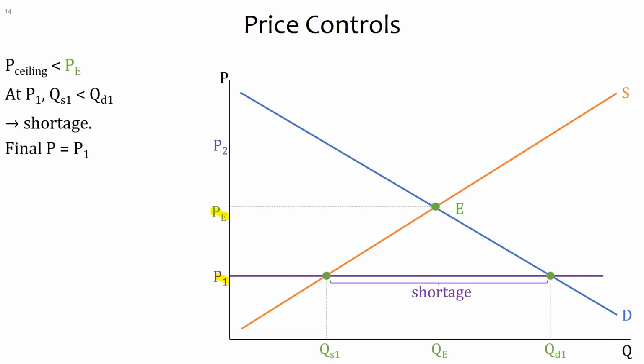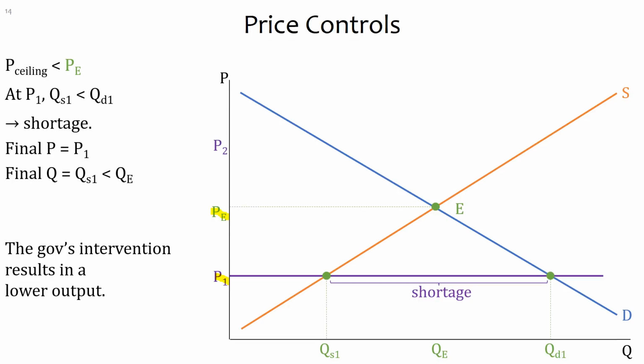All right, so what happens is that at the end of the day the price is lower, it's P1, and the quantity is also lower. The quantity that's produced is QS1 because that's only what the sellers are willing to produce, so it's less than the equilibrium quantity before the government intervention. So the government intervention results in a lower output, which is an important observation in the case of a price control. So pause here, draw a nice large graph for yourself with all the labels and take notes.